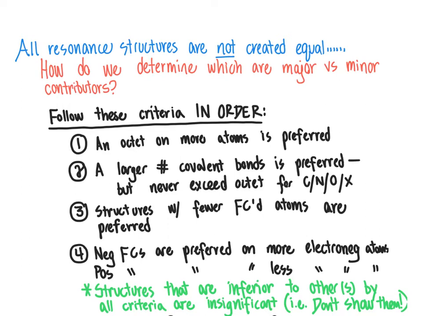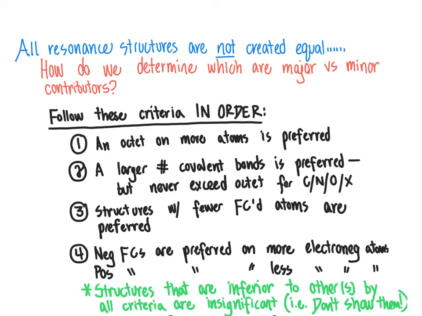So how do we go about determining which are going to be the minor versus major contributors when we're looking at and comparing and contrasting resonance structures? Because we need to be able to do that in order to determine which structure is going to most accurately reflect and allow us to predict the different properties of the molecule.